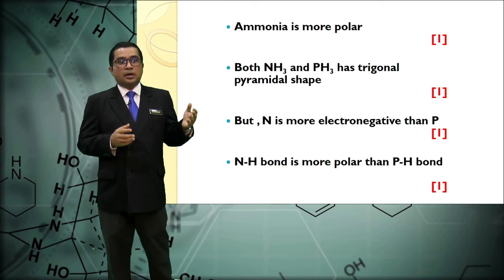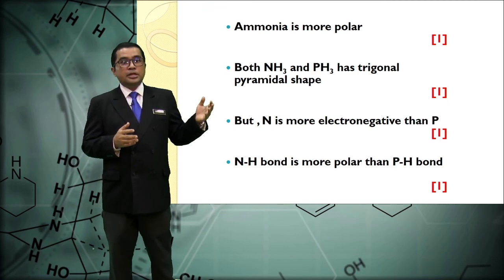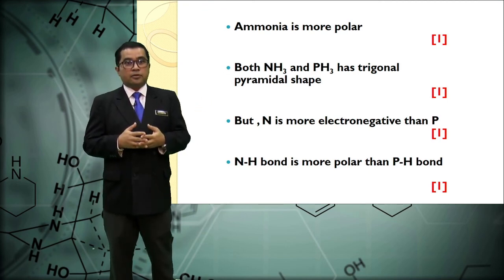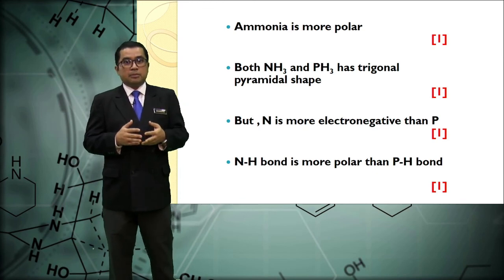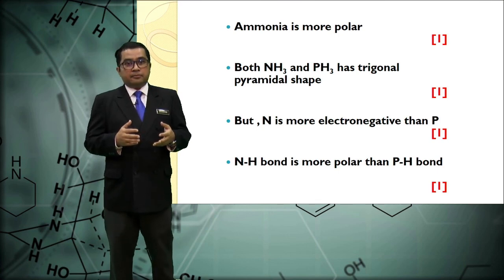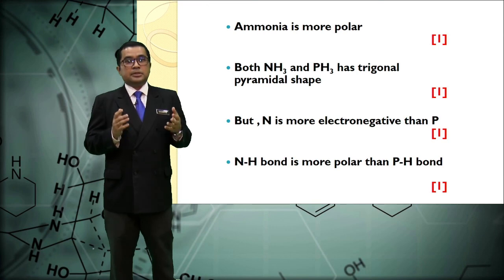So how do you determine the polarity? Make sure that you know the molecular shape of the molecule. From there, you can get the answer. Ammonia is more polar. Ammonia and PH3 have a trigonal pyramidal shape. So both molecules have the same shape, which is trigonal pyramidal. You must state that they have the same molecular shape.